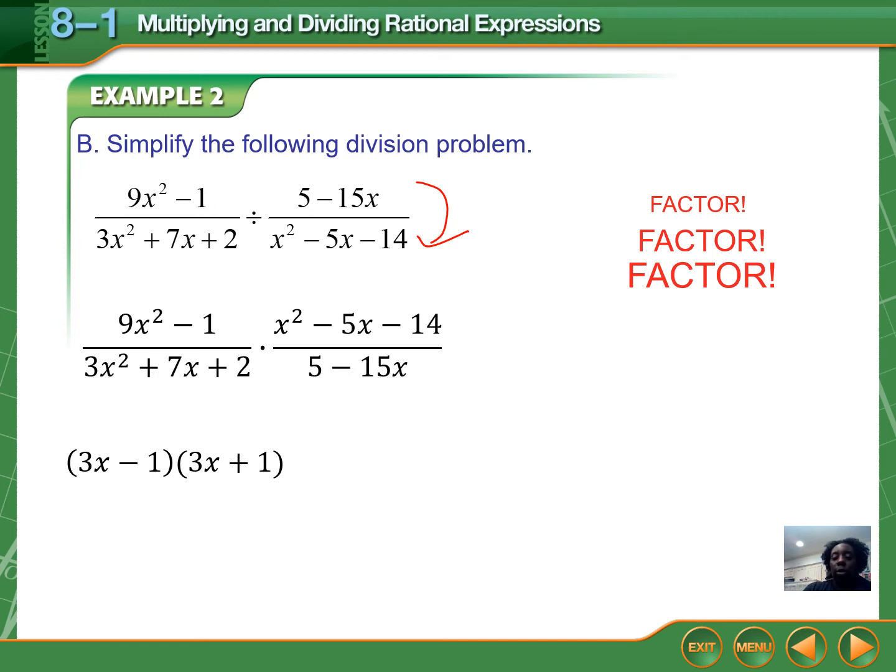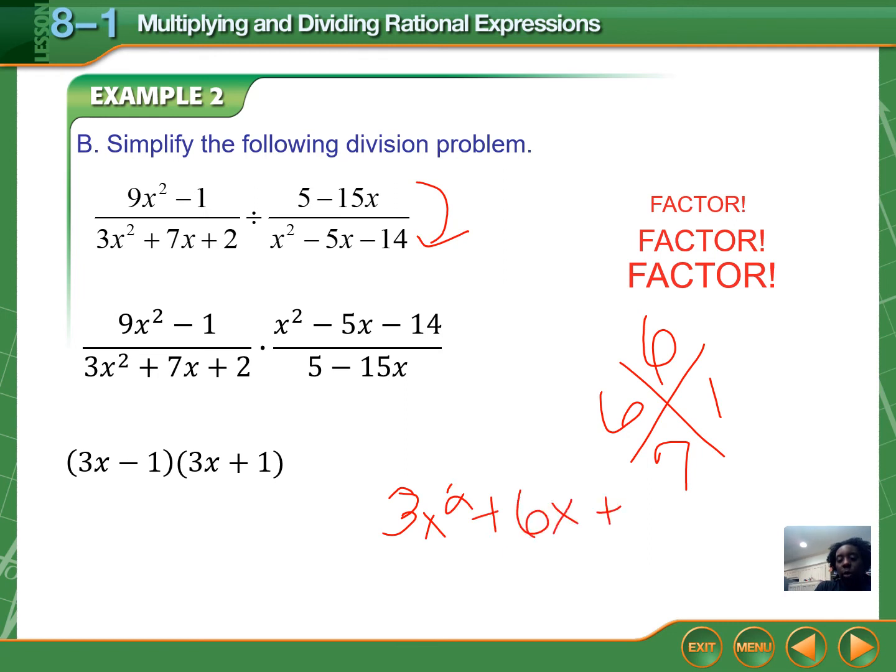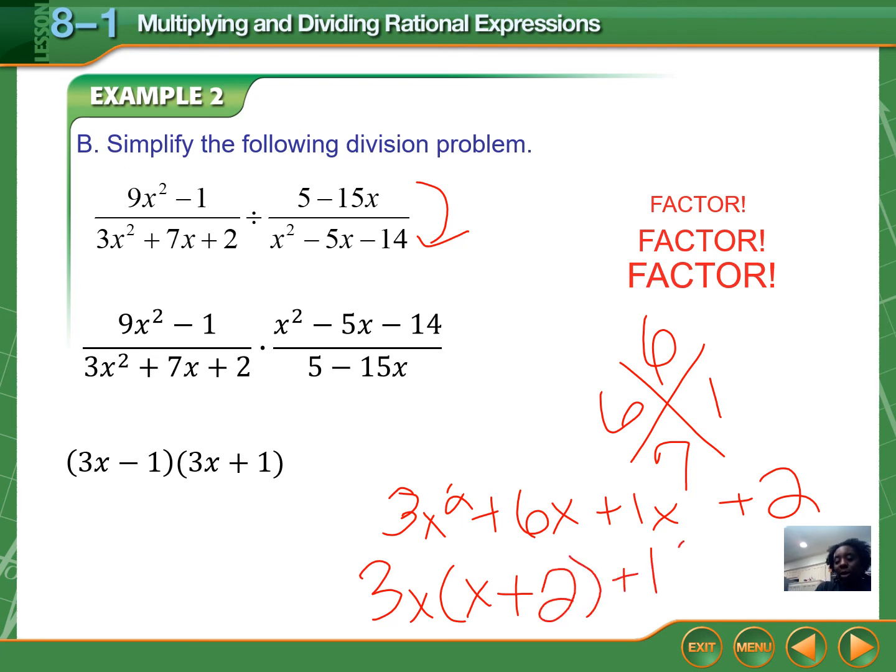So let's go over here and make our little factor tree. And so we have a 6 because 2 times 3 is 6. And then we have a 7 that we have to deal with. So we need 6 and 1. So over here we have 3x squared plus 6x plus 1x plus 2. 3x is shared. The only thing you've got right here is a 1. So let's see if we're right. Looks like it's going to be 3x plus 1 and x plus 2.